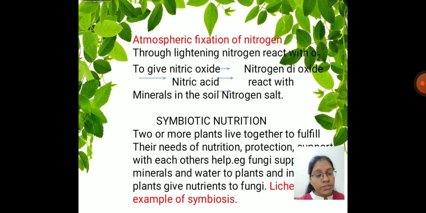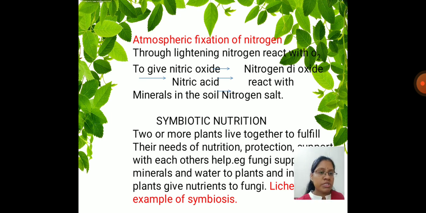This nitric acid reacts with minerals in the soil and they form nitrogen salt. So this nitrogen salt that is present in the soil is very much essential for the plants. By this process, those plants which cannot utilize the nitrogen fixation through the biological process fix nitrogen through atmospheric nitrogen fixation. Anyway, plants require nitrogen for the synthesis of what? Proteins.